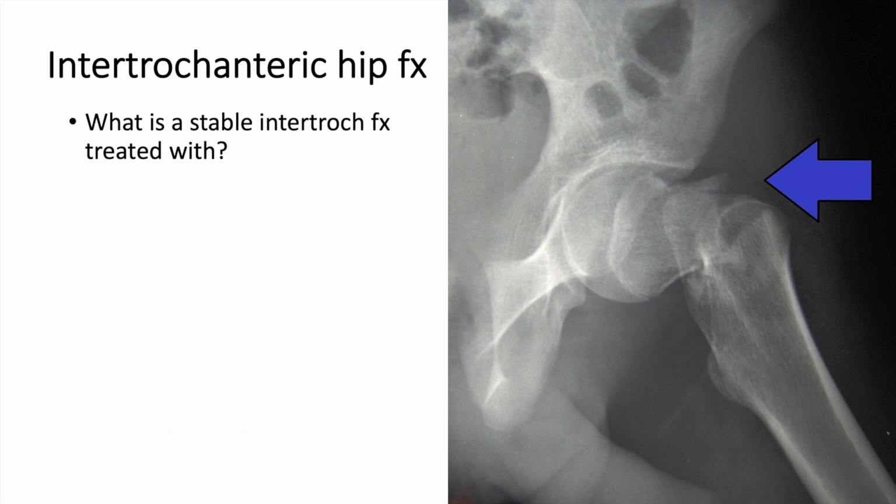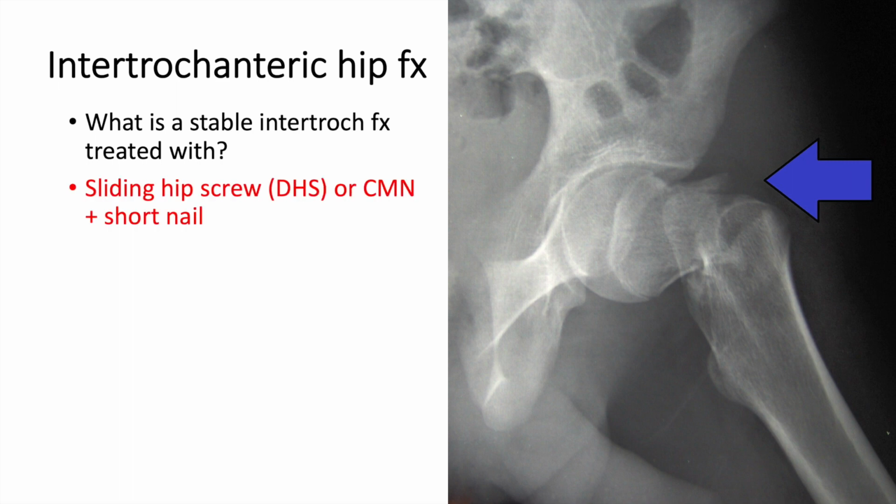All right, so what do you fix a stable IT fracture with? It'll be a sliding hip screw, which is called DHS, or a dynamic hip screw. You can either use DHS or you can use a cephalomedullary nail with a short nail. Cephalo is head, medullary is medulla, so that's going to go through the femoral neck and the femoral head. That's a nail you're going to put up into the femoral neck, so that's going towards the acetabulum. And then the other one is the short nail, so that's your IMN, your intramedullary nail. That's going to go down into the femoral shaft towards the knee. And so the IM nail that's going towards the knee, that'll be short.